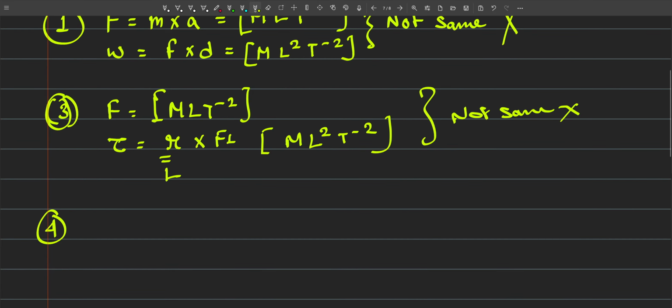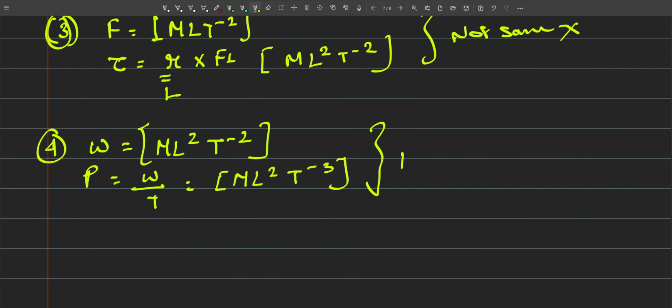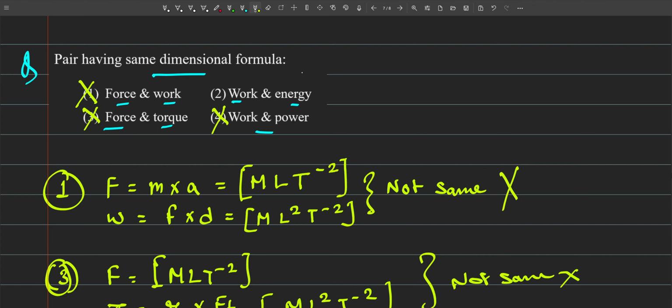Let's go to option number 4. Option number 4 is work and power. So work we got as ML to the power 2 T to the power minus 2, and power is basically work upon time. So basically this is going to be ML squared T minus 3. This is again not the same. So option 4 also cancelled out, which means we are left with only one option, that is option number 2.